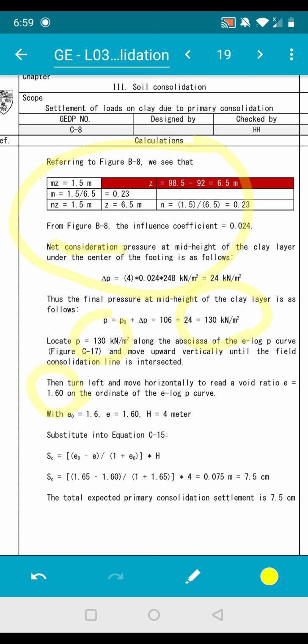Okay, for your void ratio. So you have the initial void ratio given as 1.6, void ratio 1.60 related to this pressure calculated, and the height is 4 meter. So if you substitute into equation C15, okay, you can calculate your settlement due to primary consolidation as 7.5 centimeter.